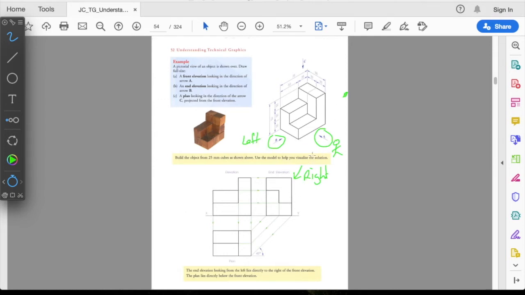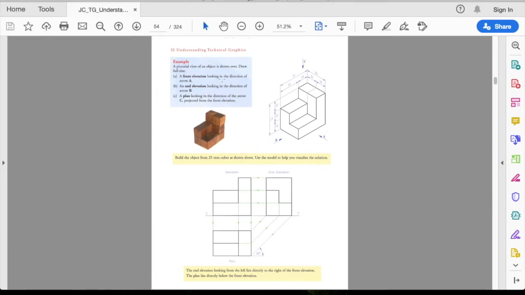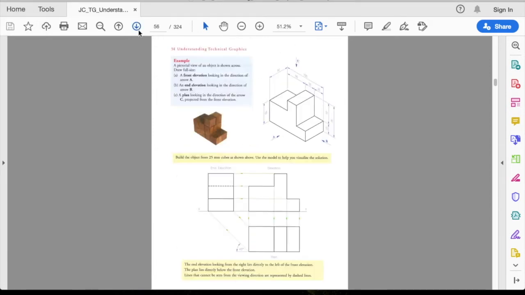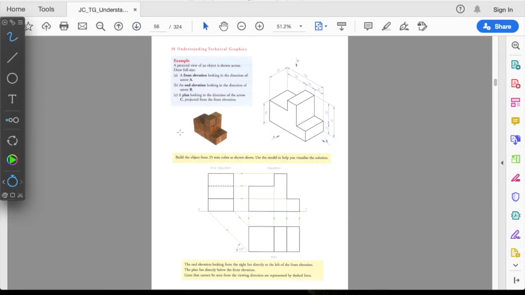If we now have a look at an example where it's the other way around, in this view, what we have here is, this time, our elevation is from A. So our person looking at our elevation is over here, looking from A. And this time, our end view here would be on that person's right.